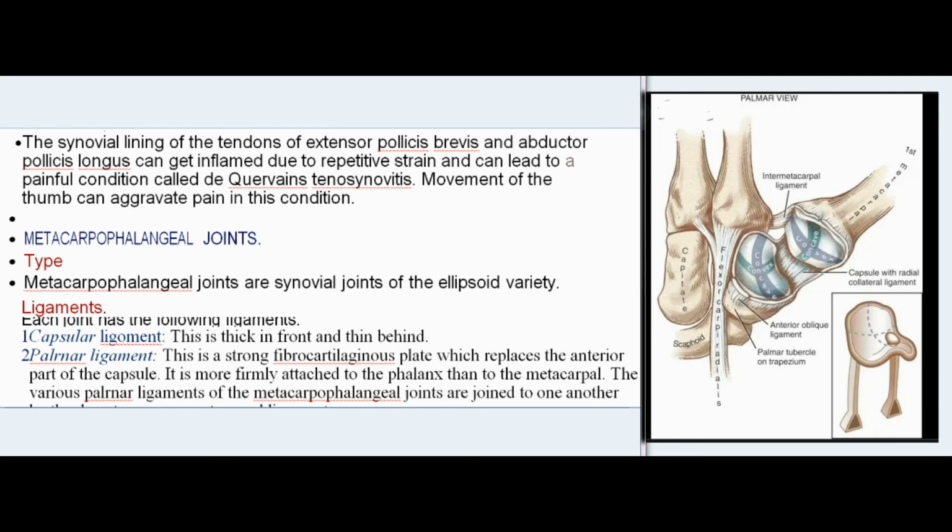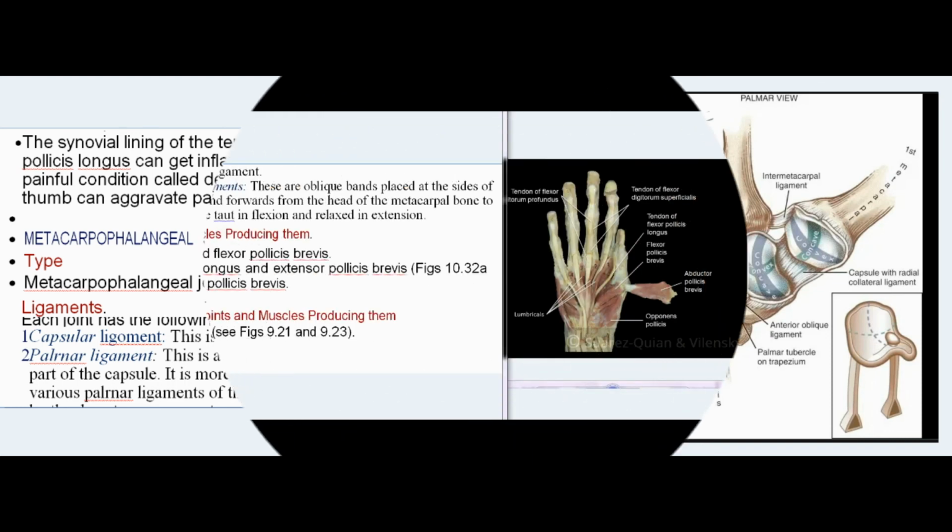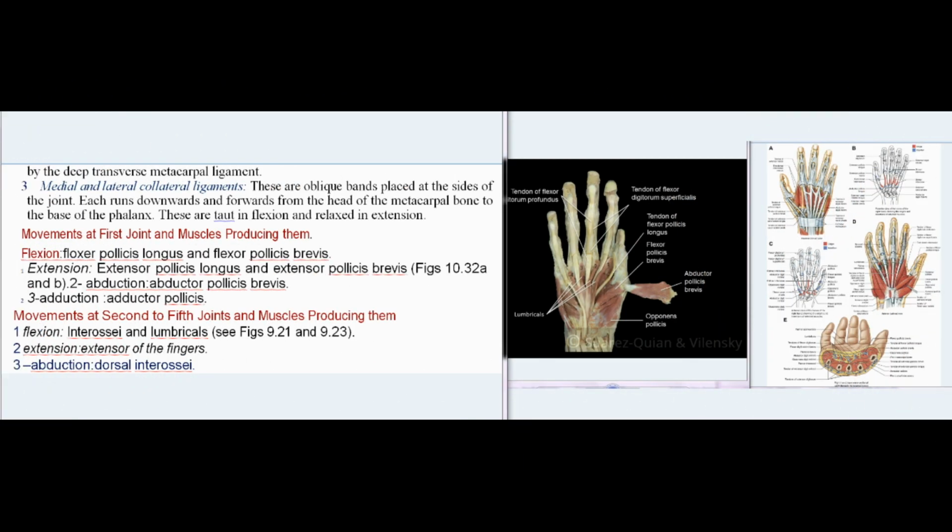Metacarpophalangeal joints. Type: metacarpophalangeal joints are synovial joints of the ellipsoid variety. Ligaments. Each joint has the following ligaments. 1. Capsular ligament, this is thick in front and thin behind. 2. Palmar ligament, this is a strong fibrocartilaginous plate which replaces the anterior part of the capsule. It is more firmly attached to the phalanx than to the metacarpal. The various palmar ligaments of the metacarpophalangeal joints are joined to one another by the deep transverse metacarpal ligament.